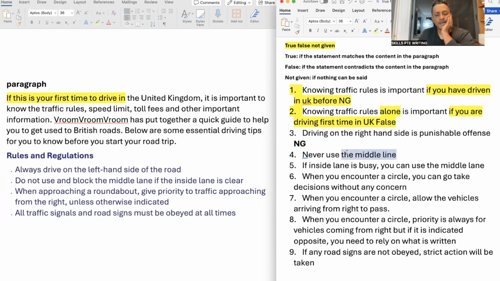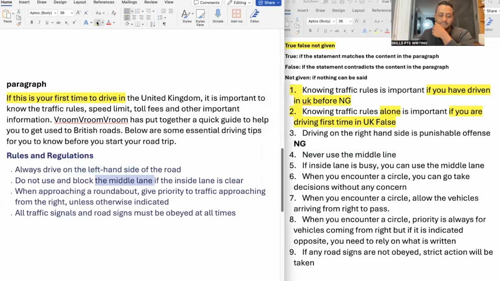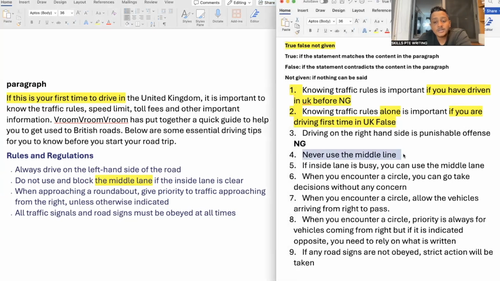Never use the middle lane. Middle lane. Answers please. Sishal, what is the answer? Binom, Sharan, Diksha. Never use the middle lane. True, false, not given. True, not given, not given. No, it's false. Don't use the middle lane only in this condition. Correct? Never use the middle lane is false. It is contradicting.